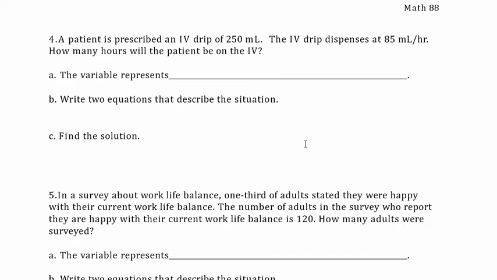A patient is prescribed an IV drip of 250 milliliters. The IV drip dispenses at 85 milliliters per hour. How many hours will the patient be on the IV? Okay, pause the video, draw a picture, write your variable, spend some time thinking about it before you listen to me talk about it.